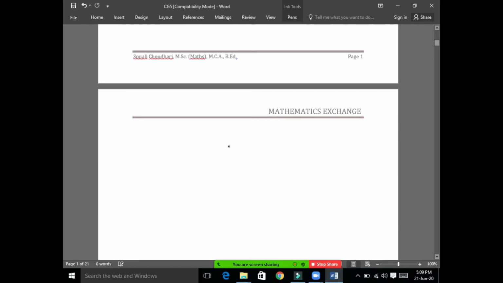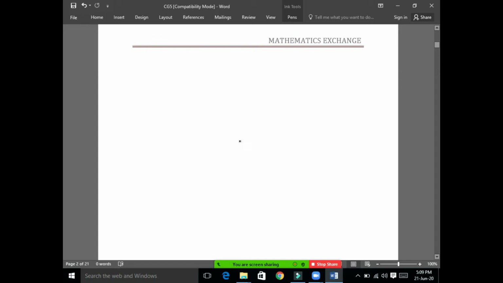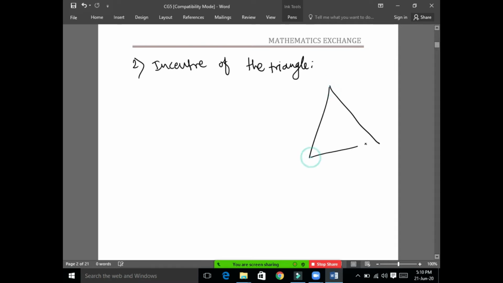Now the next concept related to triangle is the incenter of a triangle. So the second concept is the incenter of a triangle. Incenter means we know about the angle bisectors of a triangle. So whenever the angle bisectors of a triangle meet at a single point, then this intersection point is known as the incenter. Look at the figure.